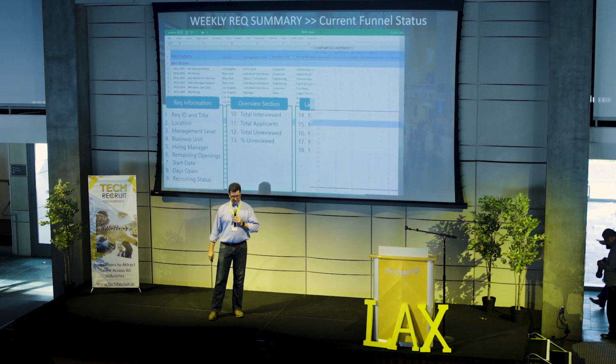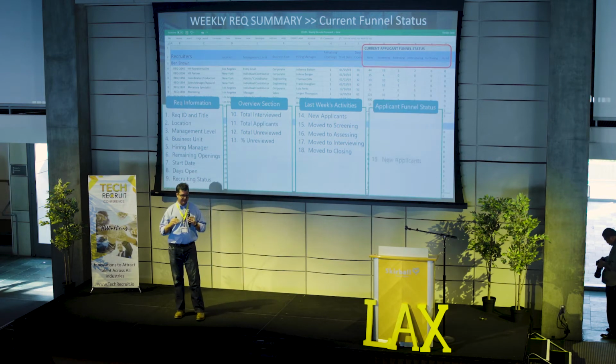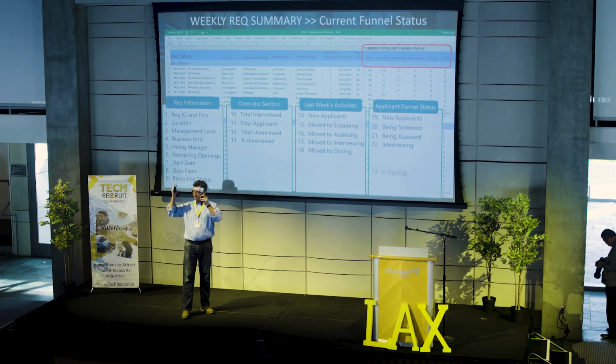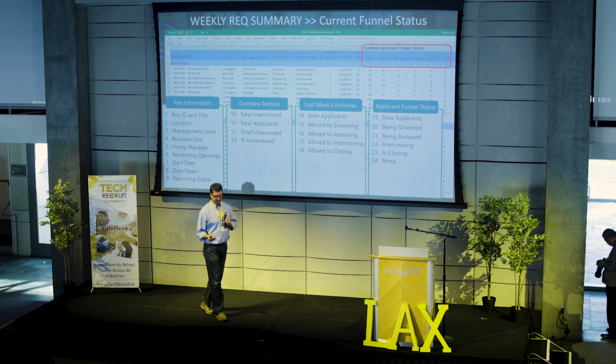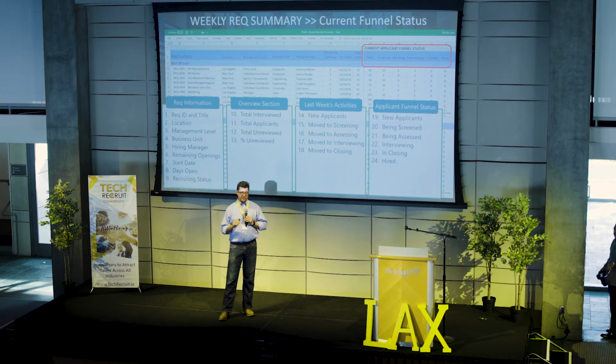The last section is the current funnel status. This looks at the rec as a whole and where everything stands now. So everybody knows the funnel that they see on the dashboard. That's what this covers. How many are sitting at new applicants? How many are being screened, assessed, interviewing, closing, and hired? So that's the rec by recruiter tab in that spreadsheet. Any questions on that? Yes.